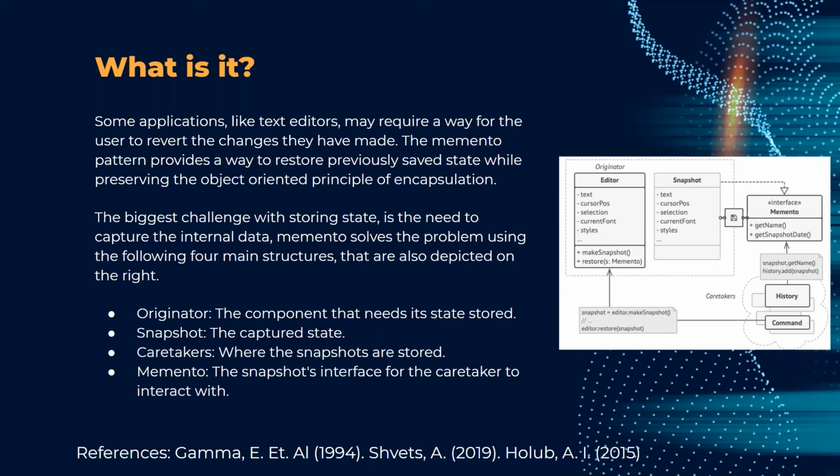The biggest challenge with storing state is the need to capture the internal data. Memento solves the problem using the following four main structures that are also depicted on the right. This image shows the structure of a text editor that regularly stores the state in a snapshot for the user to revert to if necessary by hitting the undo button.